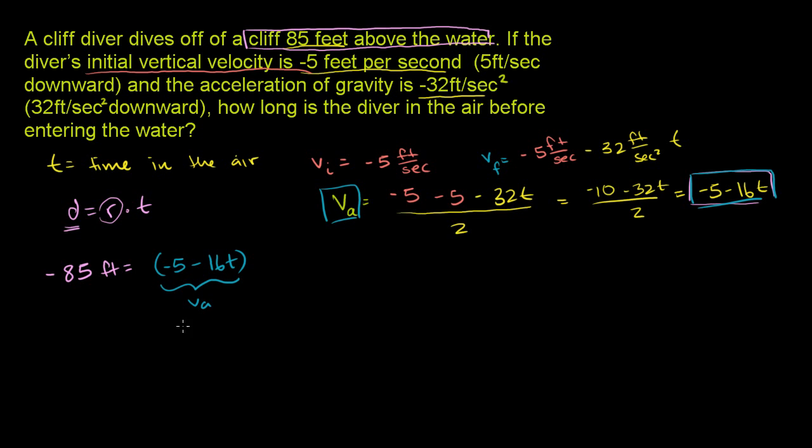Velocity average, and then we want to multiply that times time. This is our velocity, our rate. I'm mixing up the colors. This is our rate, and then we want to multiply it by time. So rate times time is equal to distance traveled.